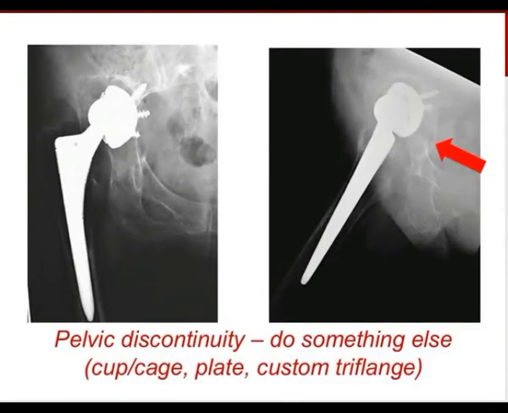So try to use the largest femoral head you can in these patients. Identifying patients who need something more than a hemispherical cup is important. If you see something like this, where you have massive bone loss and pelvic discontinuity, then you do not want to check the box that says hemispherical cup. This is where you need to do something else.